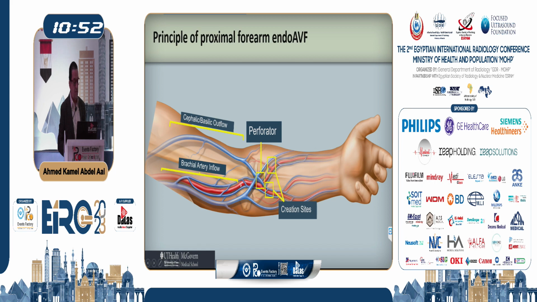So again, it goes from the brachial down to the ulnar, and then from the ulnar artery to the ulnar vein, back into this perforator, and then upwards or superficially into the cephalic and basilic. And when that happens, that cephalic or basilic vein starts to grow because now it is arterialized, and it can then be used as a fistula.